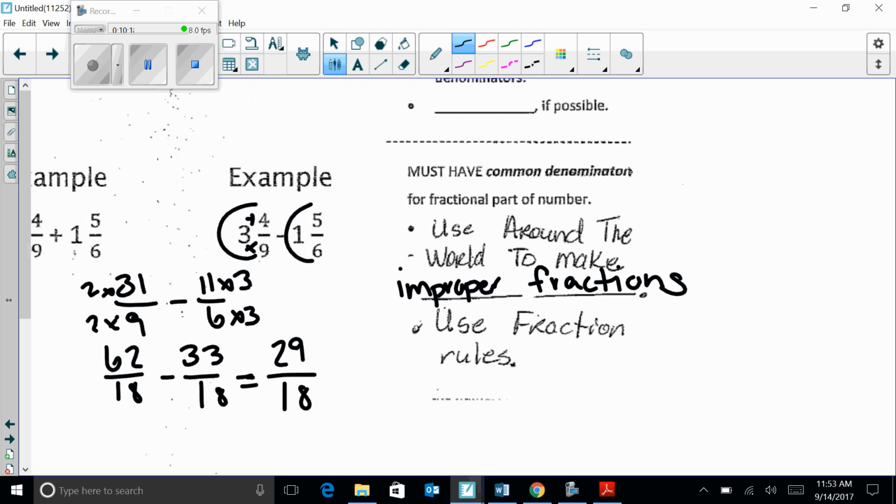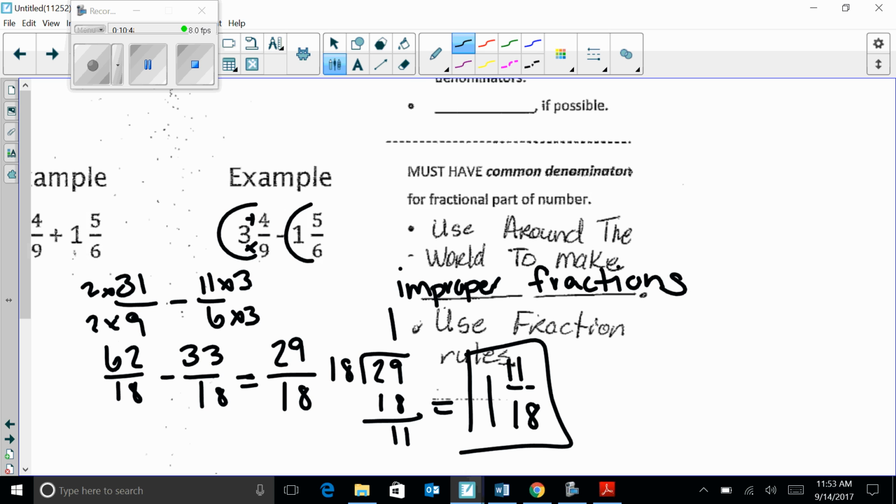So I'm going to divide, 18 outside the division house. 18 goes into 29 one time, and I have 11 left over. So that 11 becomes my numerator. I get 1 and 11/18. You can write this wherever you have room underneath that problem. You didn't have to go to the side like I did. If you had extra room on the bottom, you're welcome to write on there.